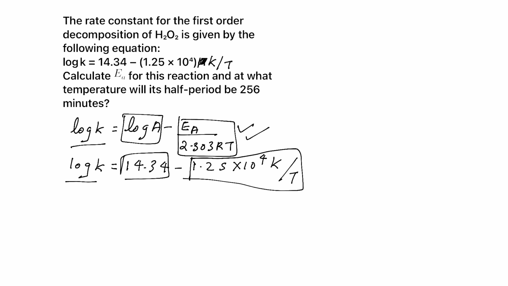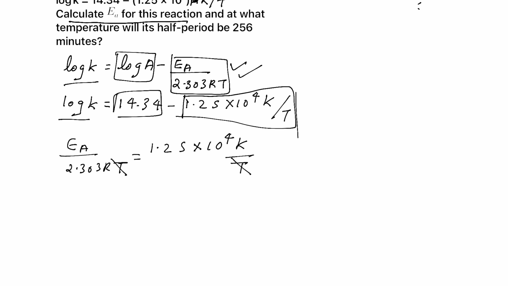So what you can write? Ea by 2.303 RT is equal to 1.25 into 10 raised to 4 K, meaning Kelvin, by T, temperature. Here also you can see T on LHS and RHS, so you can cancel it. And what are we supposed to find? We are supposed to find Ea, correct? Ea, right? So write the equation for Ea.